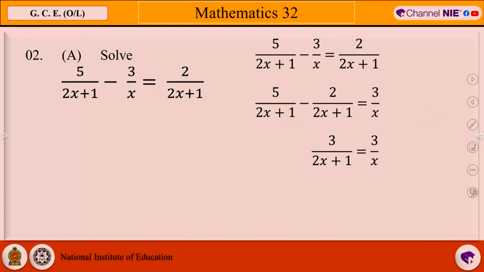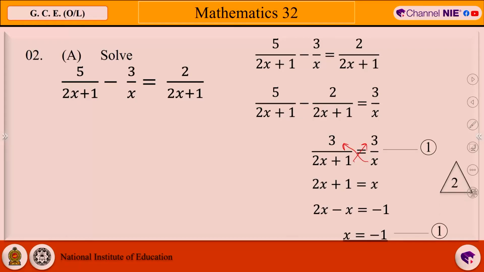Then you can easily find the value of x by cross multiplying these two, or else you can make the denominators equal since the numerators are equal. So, finally, you get 2x minus x equals minus 1 and hence x equals minus 1. So, for this you will get 1 mark for this step and another 1 mark for the answer, a total of 2 marks. Right, we will see the second part of the second question.